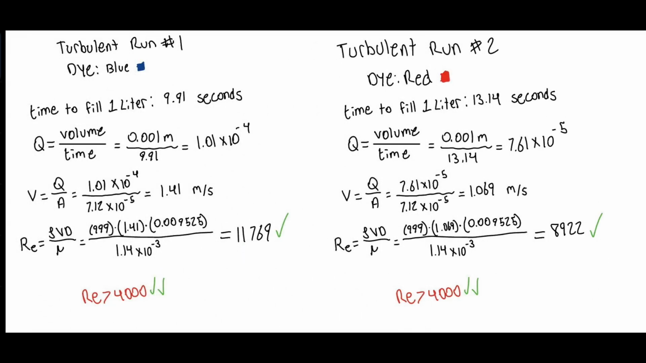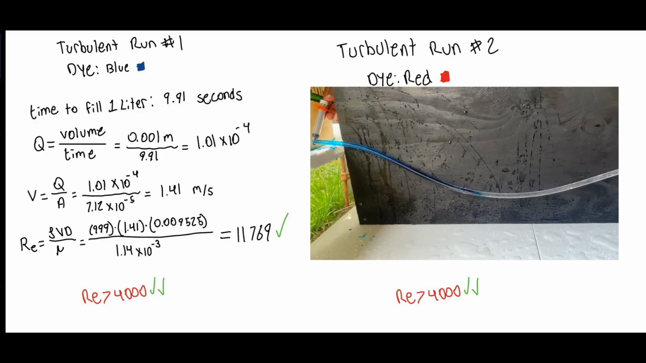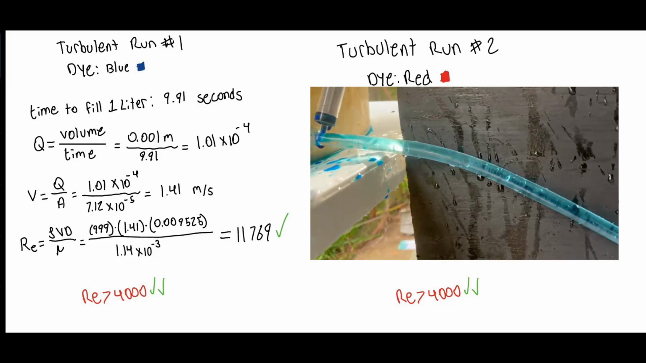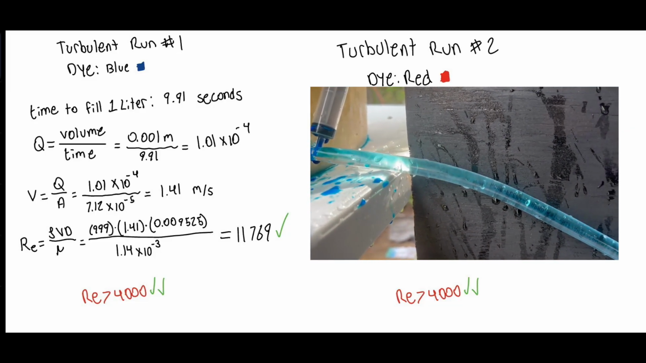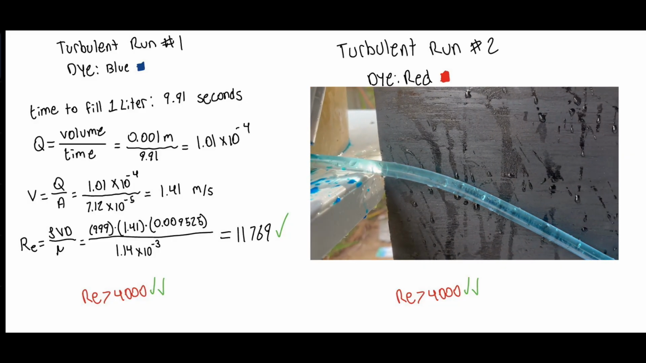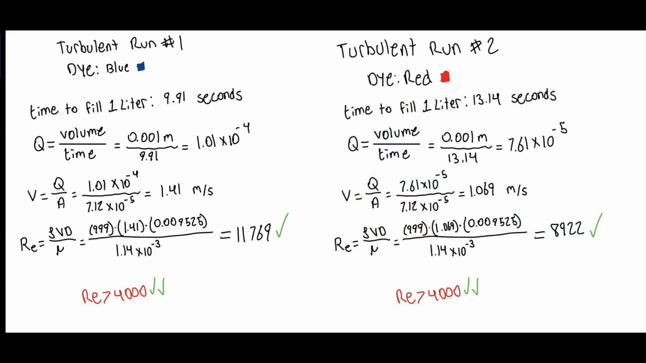So for turbulent, you will notice that the flow is more chaotic and that it also fills the liter up faster. So for our first test with the blue dye, it took 9.91 seconds to fill the liter. And from there, we calculated our flow rate to be 1.01 x 10^-4. And with our manipulated flow rate equation, we calculated our velocity to be 1.41 meters per second, giving us a Reynolds number of 11,769, which is well over the 4,000 mark, showing that the flow is turbulent.